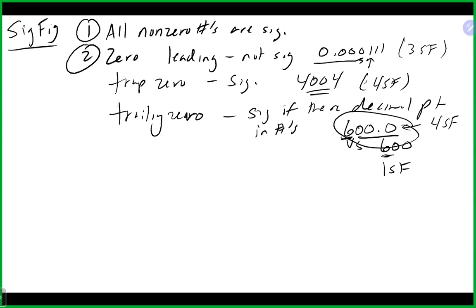Now, we did talk about exact numbers, and exact numbers are things that are pretty much done one of two ways. Either they are something that is counted, or it is some type of definition.